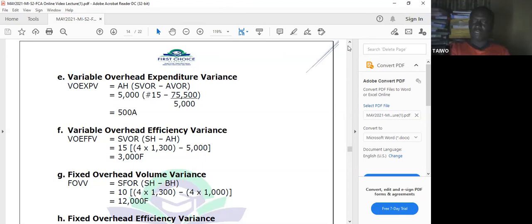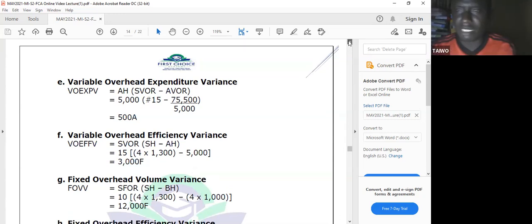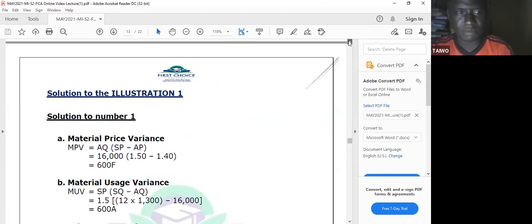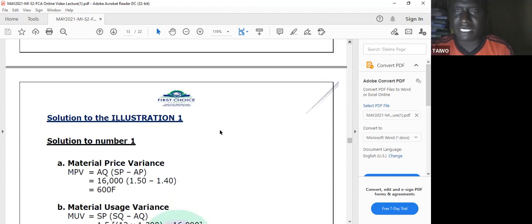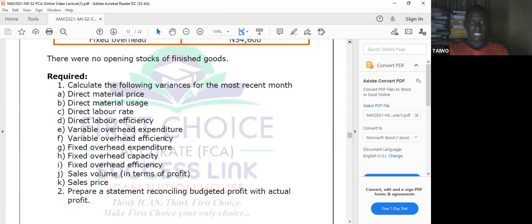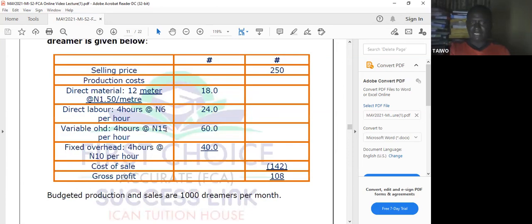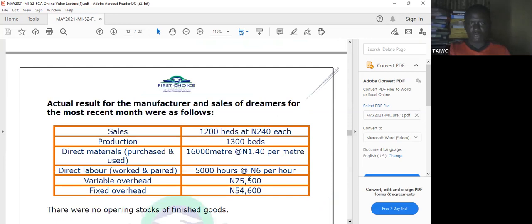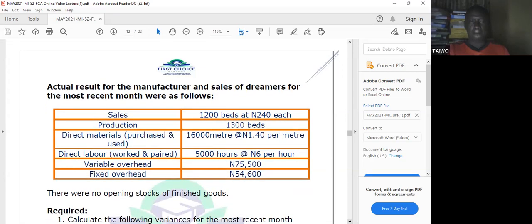Let's go and check the standard and the actual variable overhead rate. When I say variable overhead rates, those are the indirect cost overhead, the variable overhead rate. Let's look at the standard, please. This standard variable overhead, how much is the rate? 15 naira. That was the standard. But the actual variable overhead rate, you didn't give us the actual rate. We are just given the total, 75,500. So let us see how we compute it.